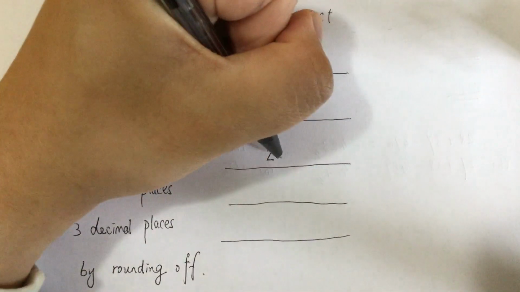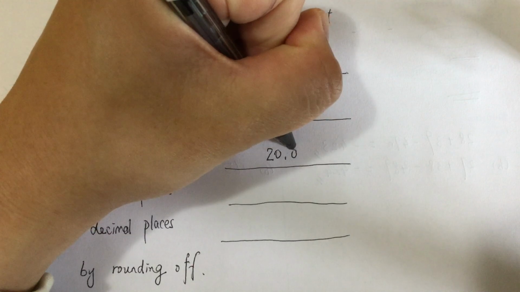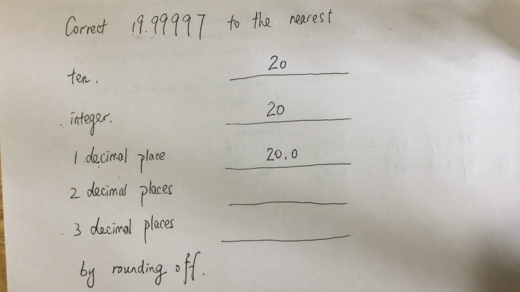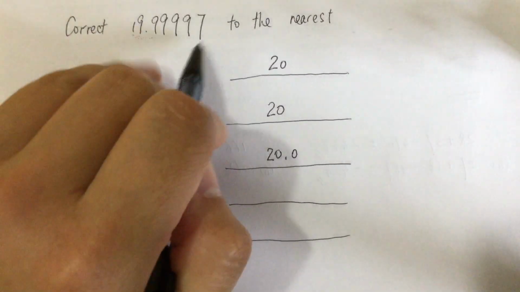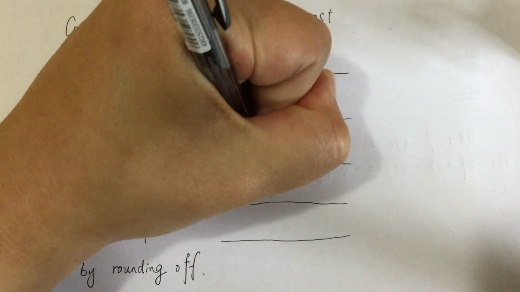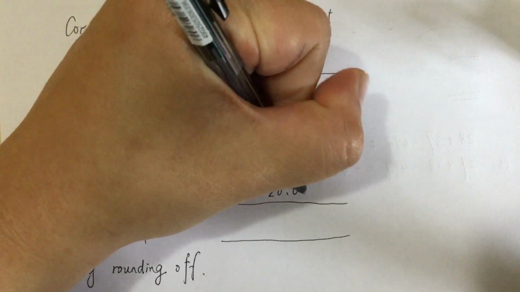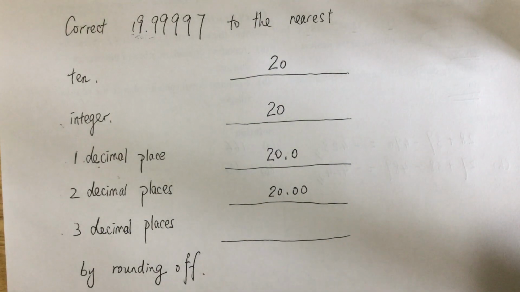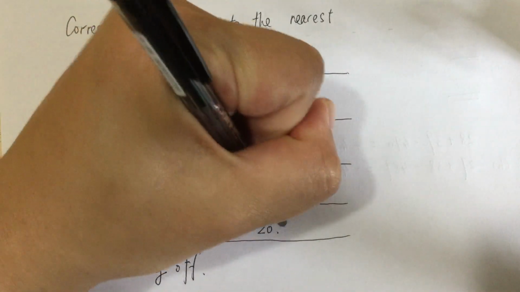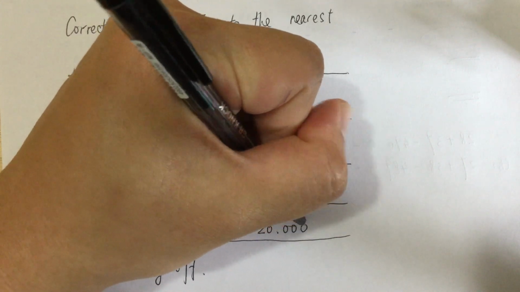But if I want to show that this is not exactly 20, we must add a 0, because it's one decimal place, so we must show the first decimal place. This is 20.0 in this question. If you are clever enough, you will see the 2 decimal place. Once again, this is not only 20. I must show 20.00 because this is 2 decimal places. And finally, for 3 decimal places, this is 20.000.